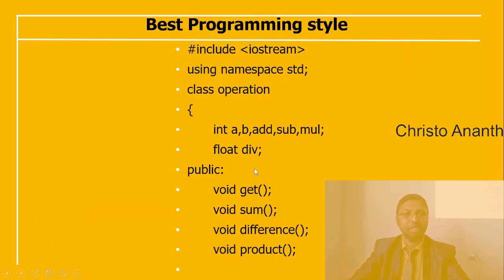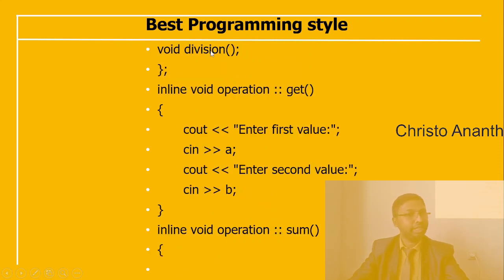So you'll have the best programming style. #include <iostream>, using namespace std, class operation. Here you'll have int a, b, add, subtract, multiply, but division will be float type. Public: void get, void sum, void difference, void product, then void division. Then you will go with the inline statement.